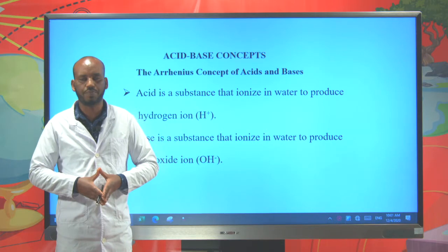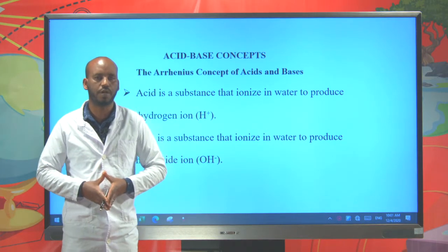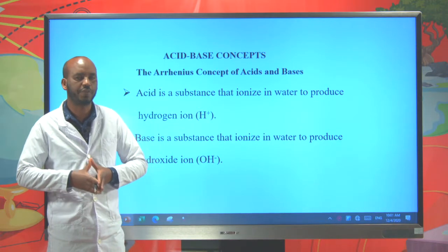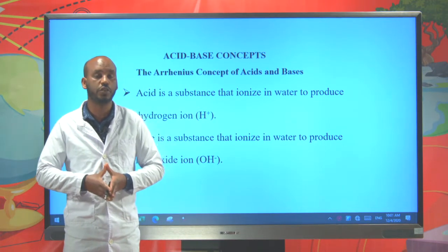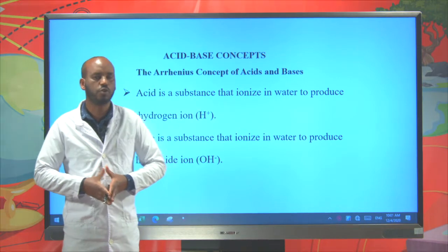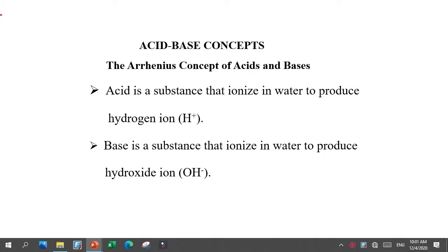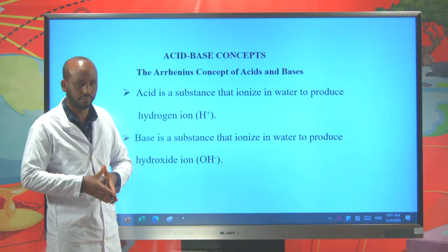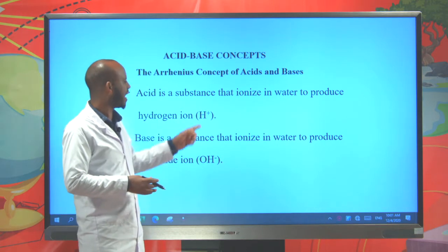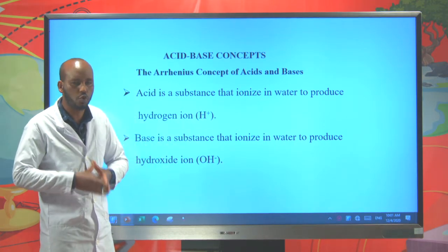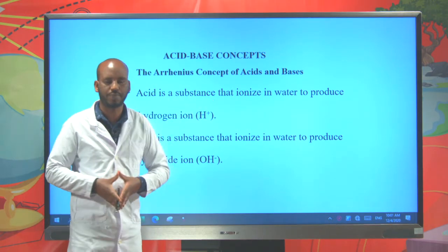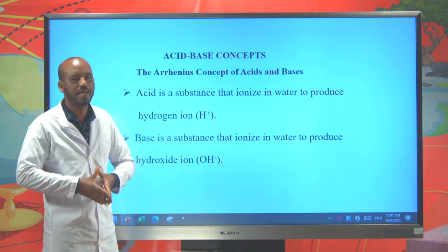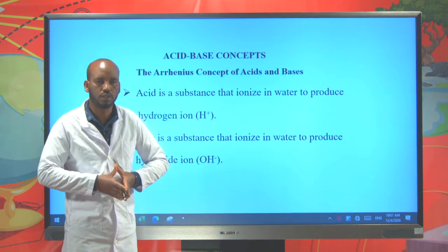Svante Arrhenius was a Swedish chemist who gave the first successful concepts of acids and bases. According to Svante Arrhenius, an acid is a substance that ionizes in water to produce hydrogen ion or hydronium ion. Acids produce hydronium ion in aqueous solution. Acids increase the concentration of hydronium ion in water.